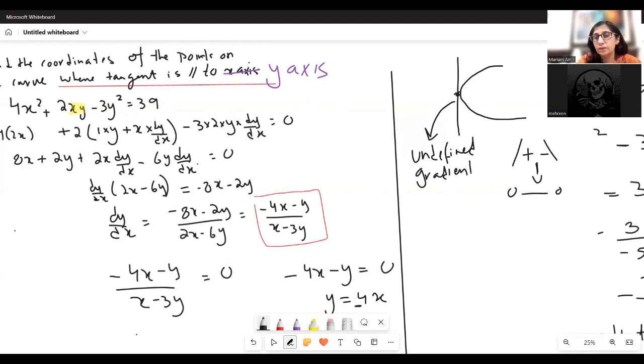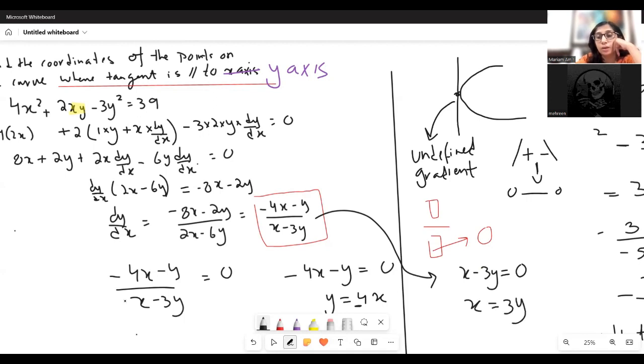And when do we get undefined in the calculator? In the calculator, undefined is represented by math error. When does a math error occur? When the denominator is zero. So for this dy over dx, if the tangent is parallel to the y-axis, then its denominator must be zero. So x minus 3y should be equal to 0. That means x equals 3y.